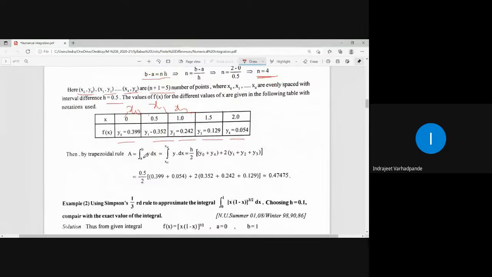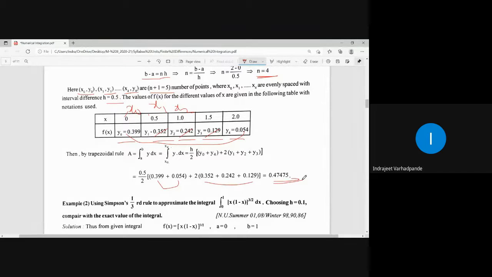The trapezoidal rule says that the integral a to b of y dx, whatever the range, x0 to x4, is h by 2. I do not have to actually do the integration. So h by 2 times the first and last, y0 plus y4, plus 2 times the remaining values y1, y2, y3. h by 2 means 0.5 by 2, the addition of first and last, 2 times the remaining terms, and you get the answer as 0.47475.